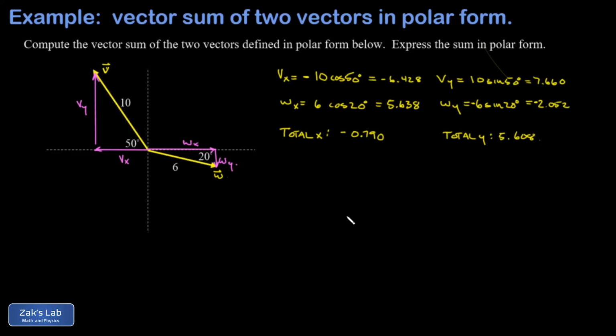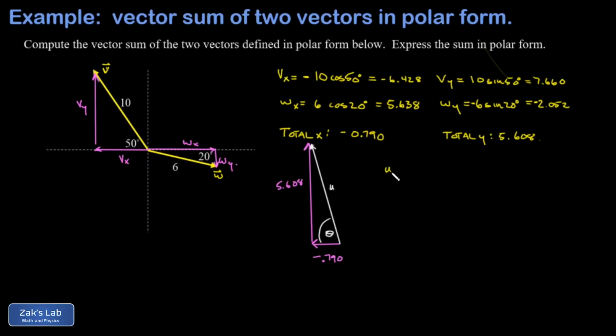Next, we'll draw a triangle with this total x and total y component. And the x component points to the left, and it's rather small. The y component should be about 7 times as long as the x component. That's 5.608. And then our vector sum points from the tail of the first to the head of the second. And we'll label our angle with respect to the x-axis there. And I'll just go ahead and label the magnitude as U.